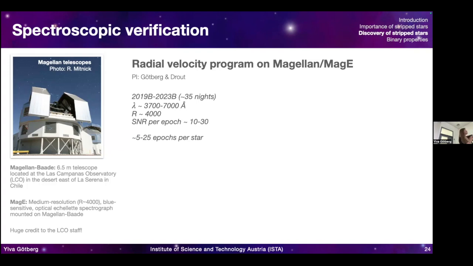We started quite early on also to take multiple epochs of spectra, because since they are binaries, we thought maybe eventually we will want to check that they are actually binaries.